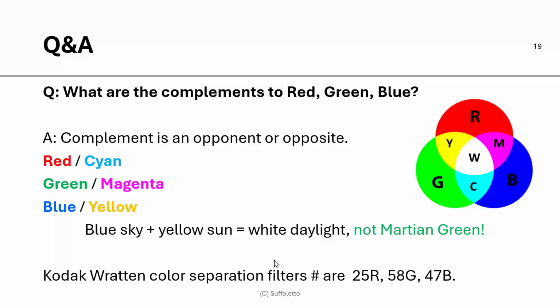So a blue sky plus a yellow sun equals a white daylight. No, it won't be green. You're not a Martian. You're on Earth. You're an Earthling. Now, complement colors are used for Kodak Wratten color separation filters. The 25 red is used for cyan ink, the 58 green is used for magenta ink, and the 47 blue is used for the yellow ink.